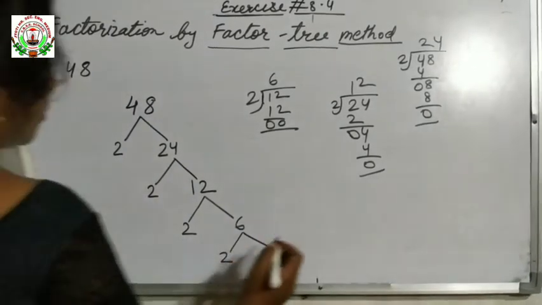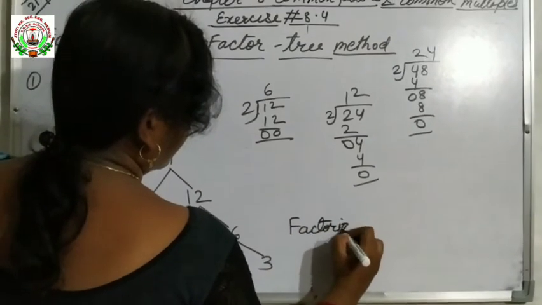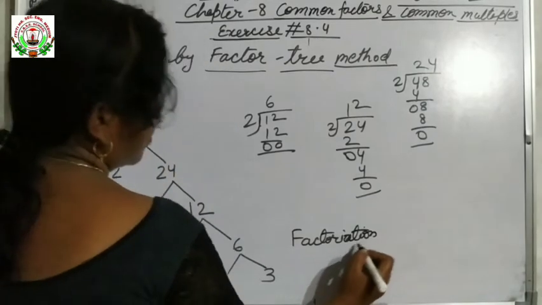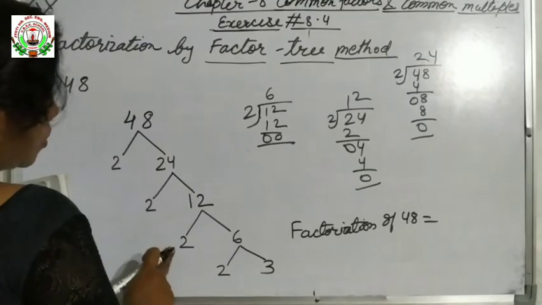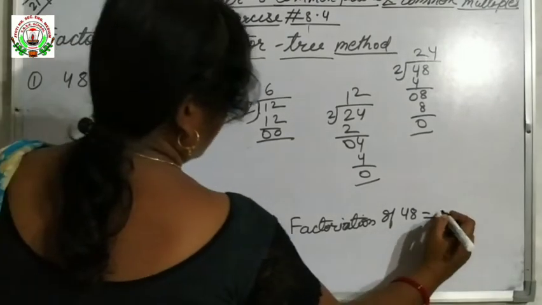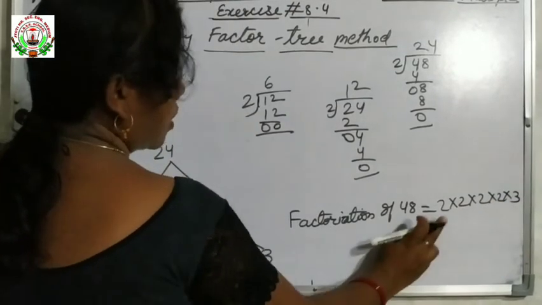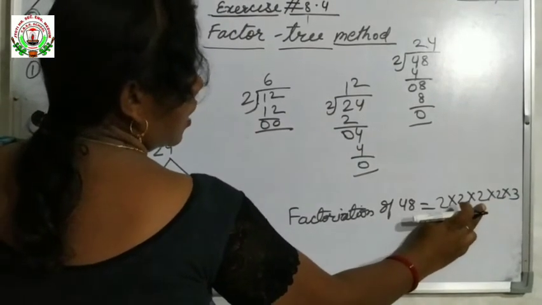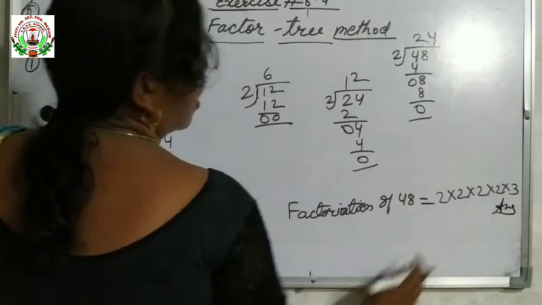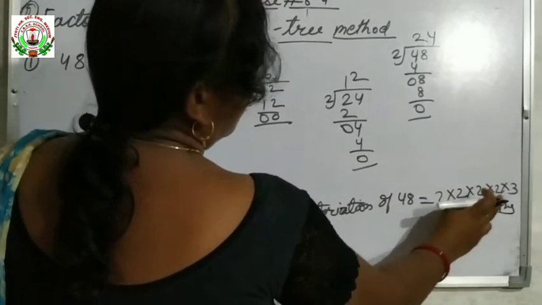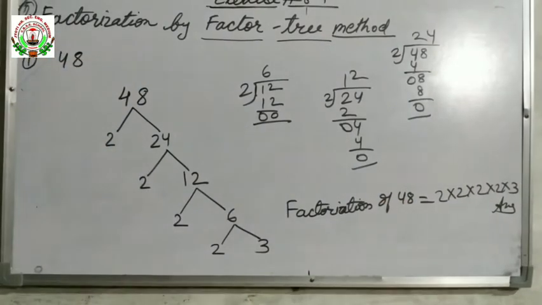So what is the factorization of 48? The factorization of 48 is 2 into 2 into 2 into 2 into 3. That means 4 times 2, into 3. Now check it once again. 2 twos are 4, 4 twos are 8, 8 twos are 16, 16 threes are 48. Understood? After factorization, you will multiply and check whether all these numbers come or not. So this is the factor tree method.